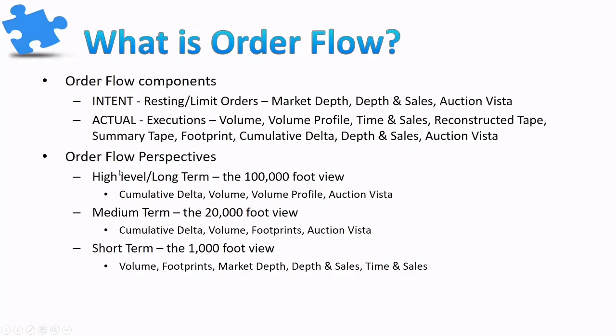And the way I put this is, the higher level, the longer term are the cumulative delta, volume profile, auction vista. Medium term, zooming in a little bit, cumulative delta, volume, footprint charts, I consider those a more medium term order flow tool, tape reading tool. The shorter term, again, volume, but from a slightly different perspective, footprint charts, market depth, time and sales. So those are your short-term tools. In fact, you don't have a time frame with market depth, but it's very much the way they present the information.